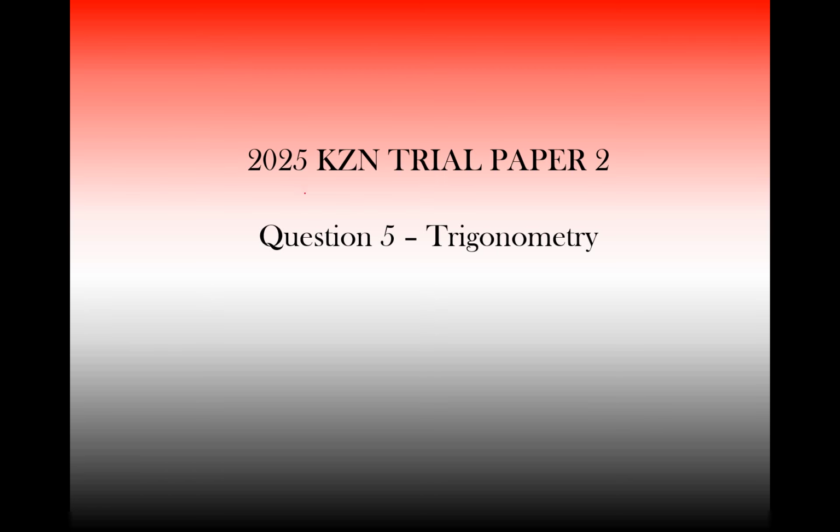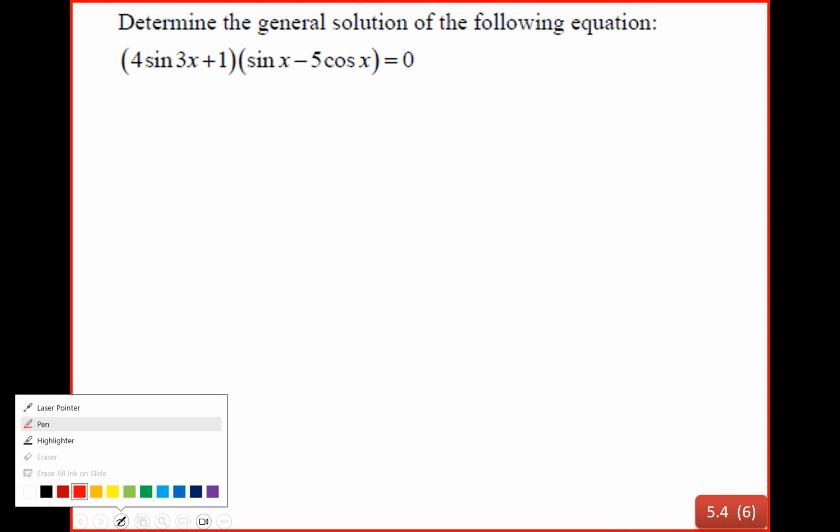Hi, in this video, we're going to continue with question 5 from the 2025 KZN Trial Paper 2. And the question we're focusing on is question 5.4, which pertains to a general solution. So we're going to read the question. It says, determine the general solution of the following equation: (4 sine 3x plus 1)(sine x minus 5 cos x) equals 0.